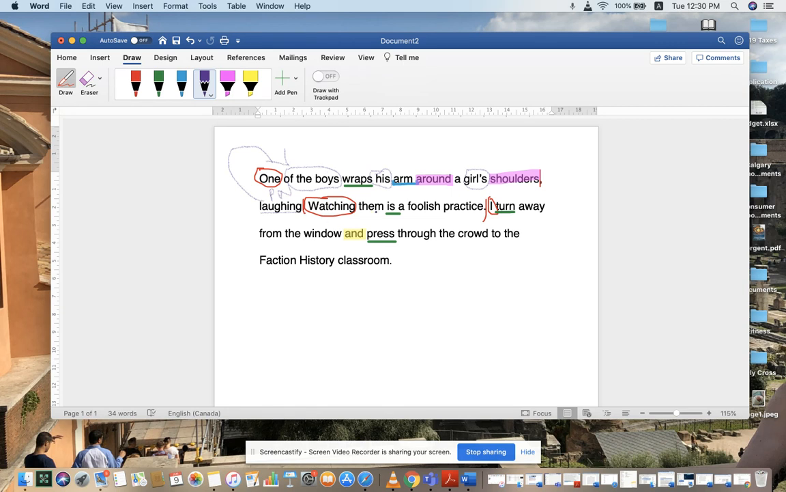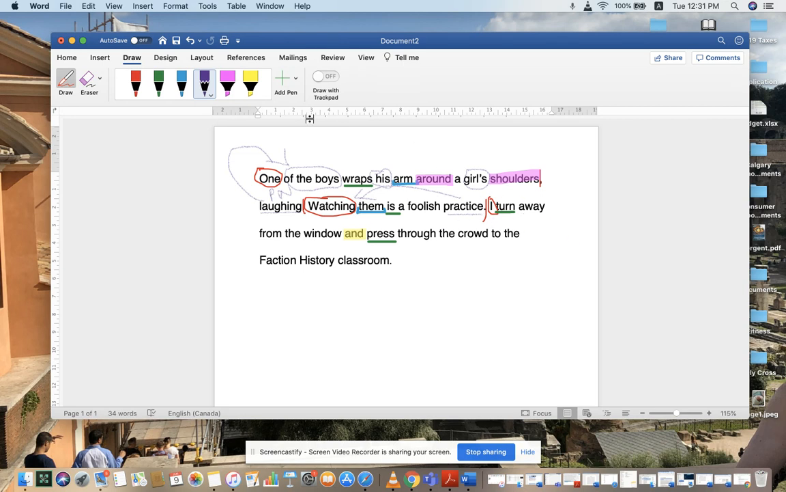Watching them. See, remember, this is a subject, but because it's a participle, it's also going to take a direct object if it can. So watching them, there's my direct object, is, what is it? It's a practice, which is a predicate nominative describing watching. And foolish is simply an adjective that modifies practice, okay? So this is where the author is telling you, here I am bored in class, or bored outside, and looking at this thing happening through the window, and I shouldn't be doing that. Okay, so this is kind of like a little insert.